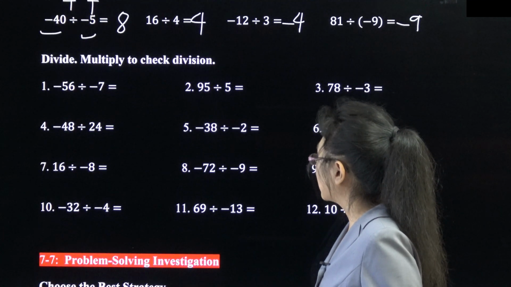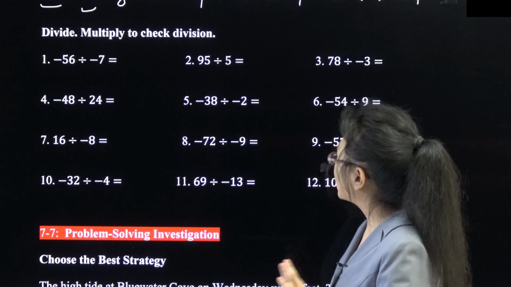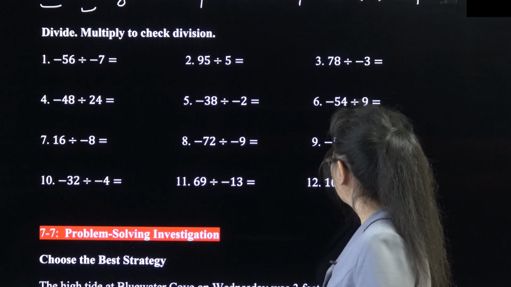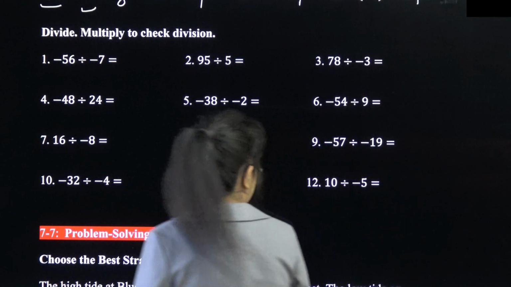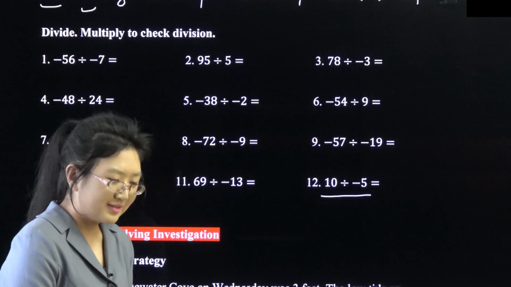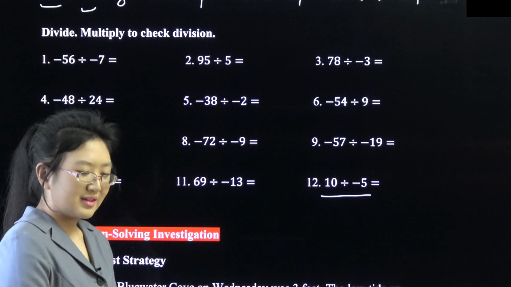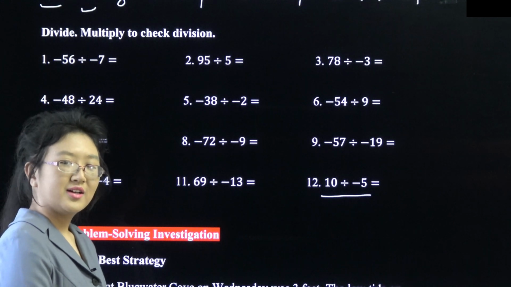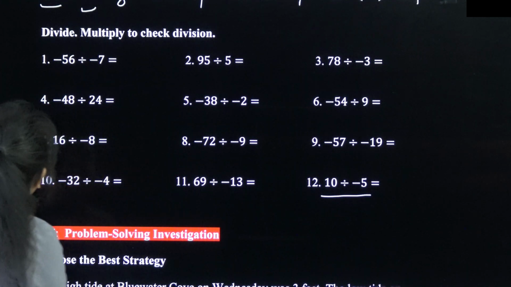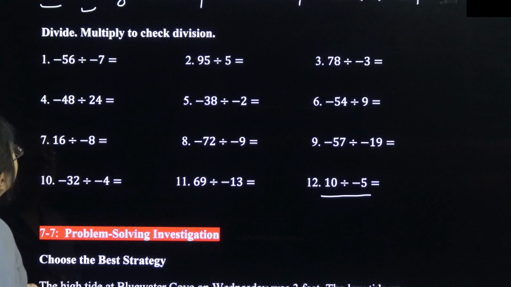Now we're going to do some division. You can multiply to check division, but if you're telling me that you can't tell what 10 divided by 5 is, I mean, that would be kind of strange for a grade 5 kid. Anyhow, negative 56 divided by negative 7.